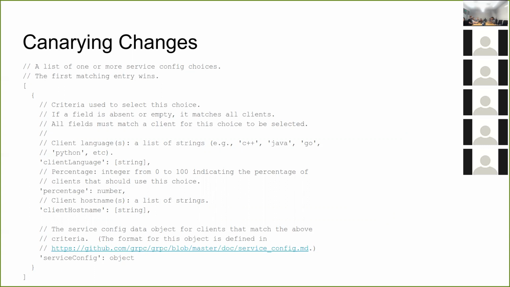So the way that we deal with this is we wrap the service config JSON in basically a list of choices, where each choice has a set of criteria that determine whether that choice matches a particular client. Each client that gets this will iterate through these lists of choices and stop at the first one that matches the client.